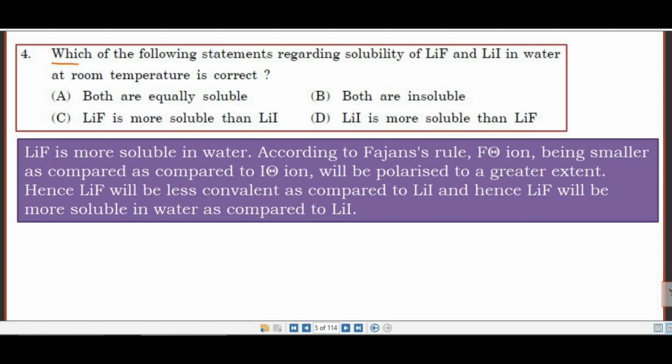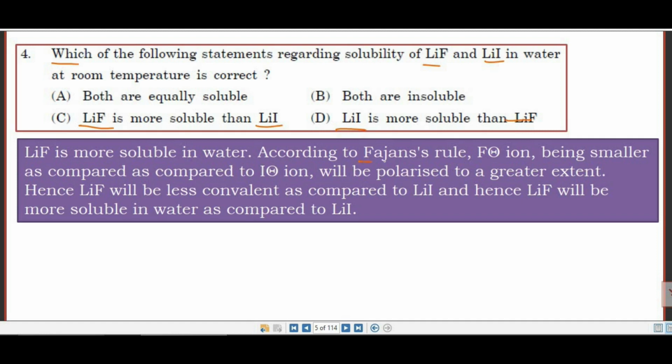Which of the following statements regarding solubility of lithium fluoride and lithium iodide in water at room temperature is correct? Option A, both are equally soluble. Both are insoluble. Lithium fluoride is more soluble than lithium iodide. Lithium iodide is more soluble than lithium fluoride. Here, the answer is that lithium fluoride is more soluble in water.